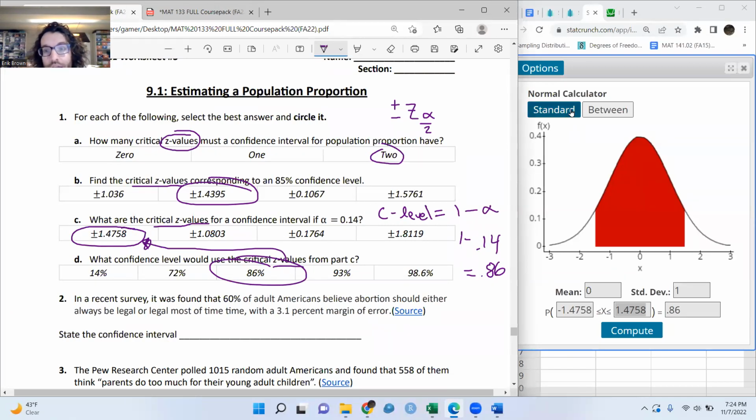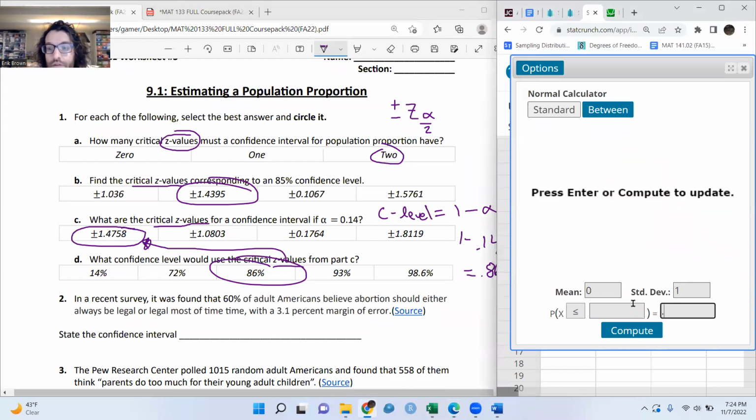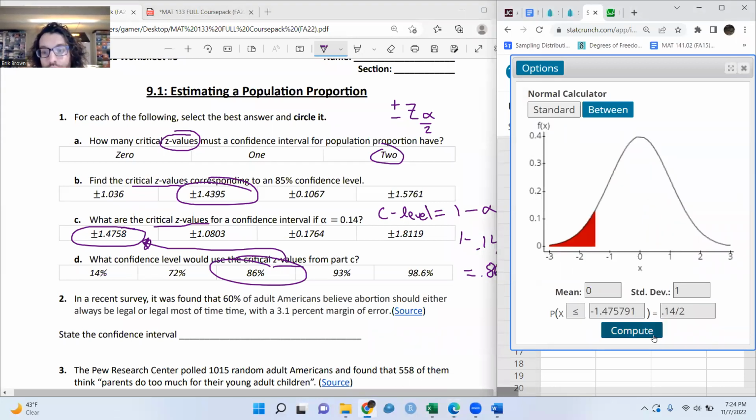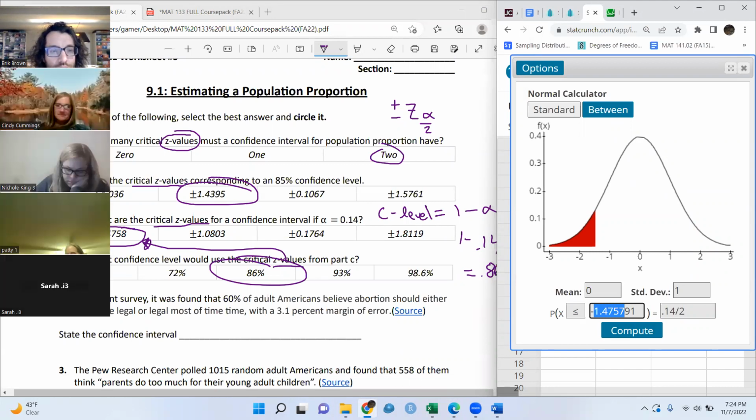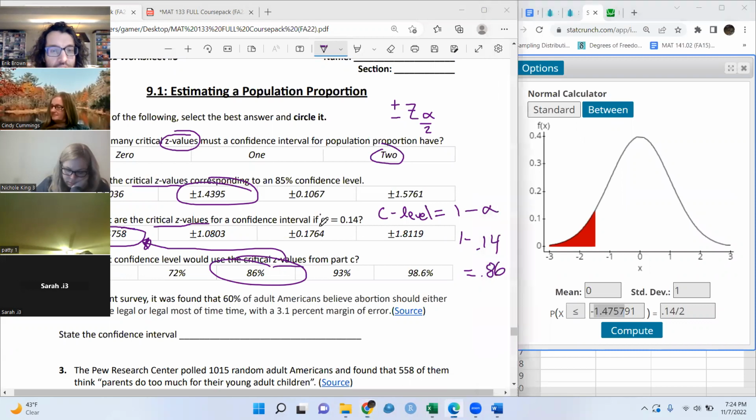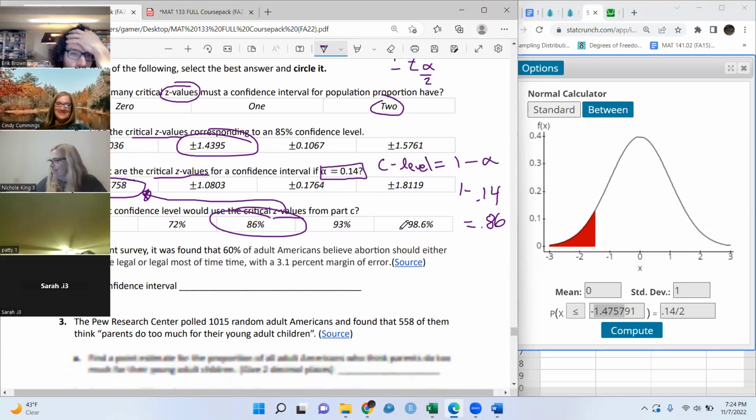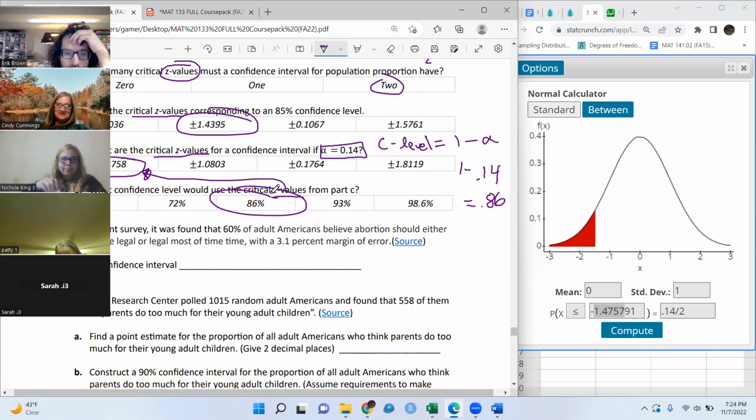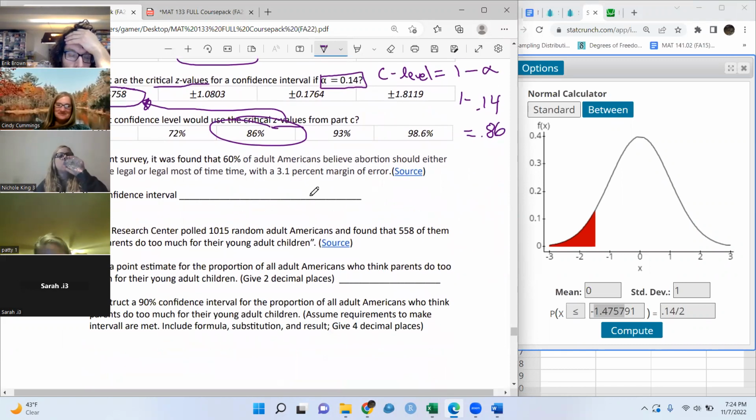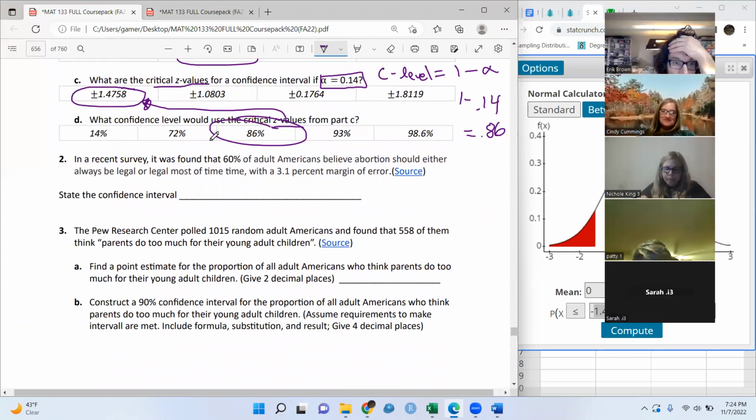Although it used to be we did it like this, 0.14 divided by 2. And there's the 1.4758. Questions, concerns? Don't feel bad if you got caught by this. That's a common thing. Trick you once, shame on, I don't know how that goes, something about 3 times, shame on you, me, I don't know. Okay, did you all answer number 2?